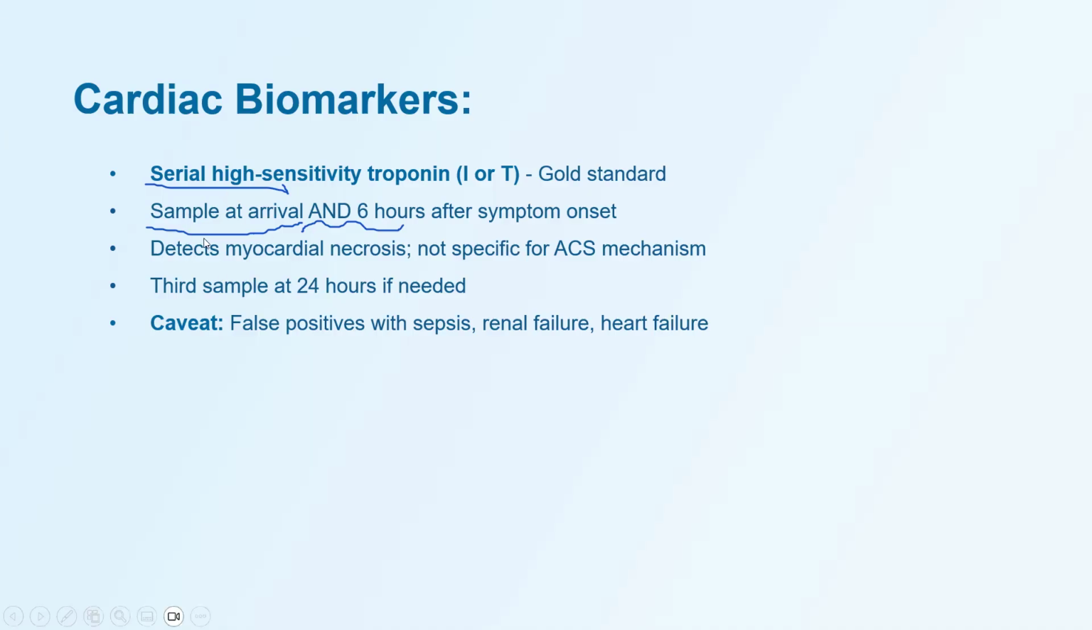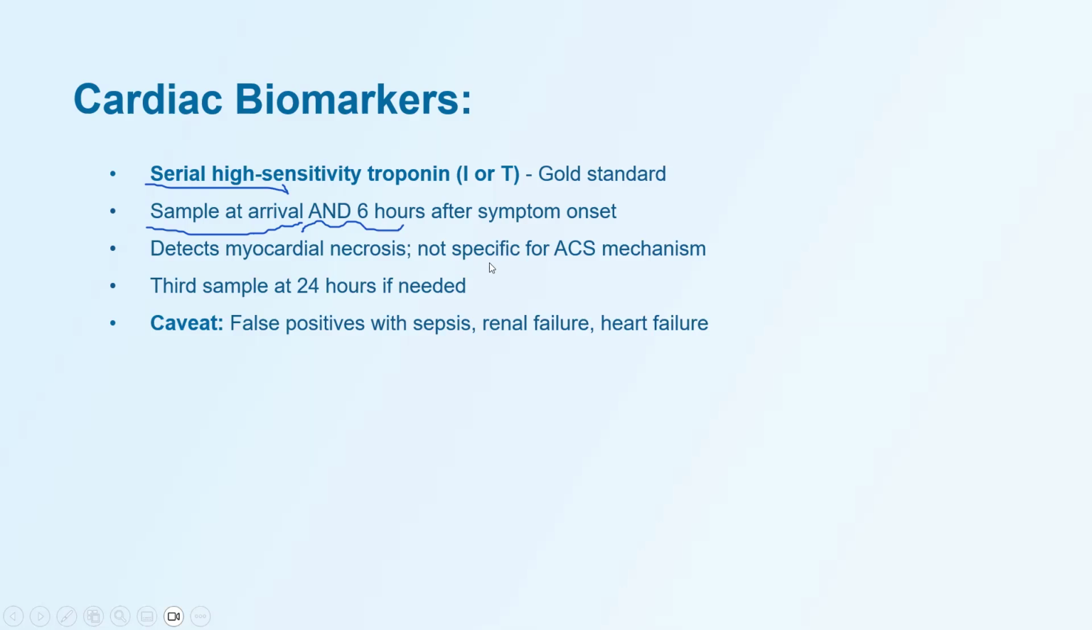First sample to be done at arrival, then 3 hours, and then 6, and then 12 hours. We can repeat it. Usually, this high sensitivity troponin can give us a result in 2 to 3 hours after chest pain starts. So we can do 2 of them to make sure that the patient's chest pain is not cardiac in origin. Now, what they do is they detect necrosis or damage to myocardial cells.